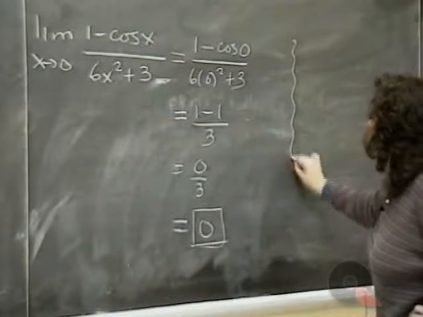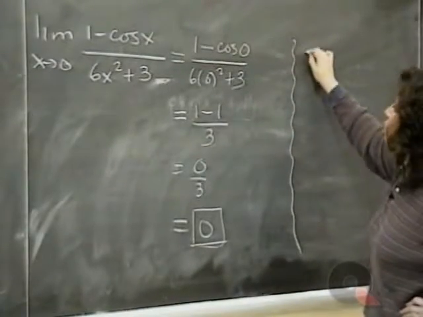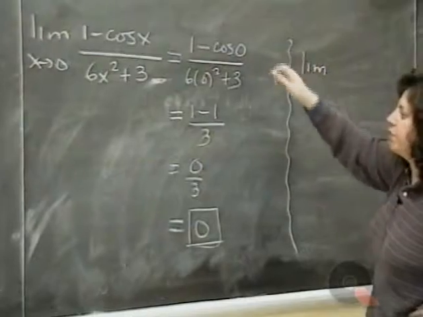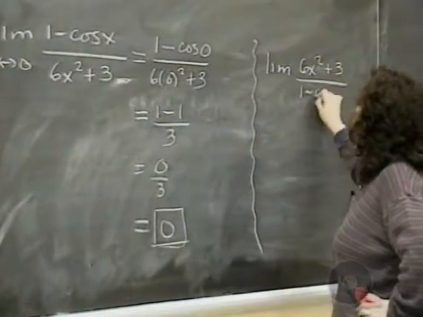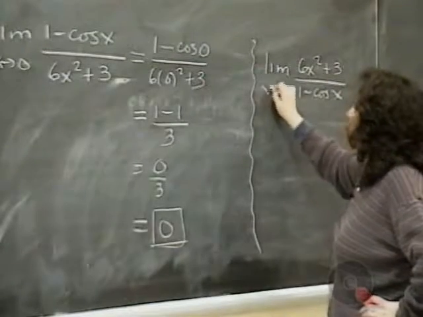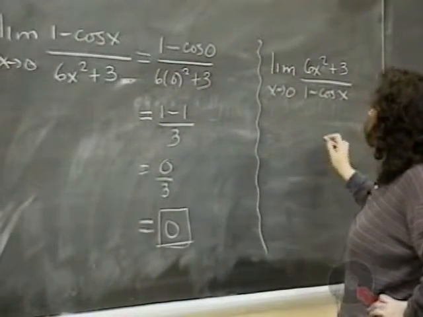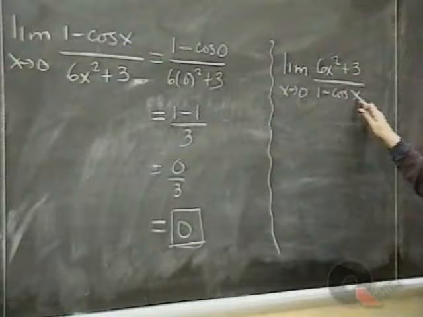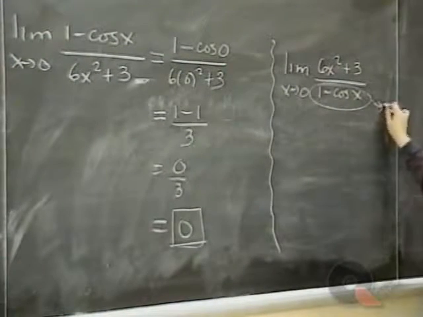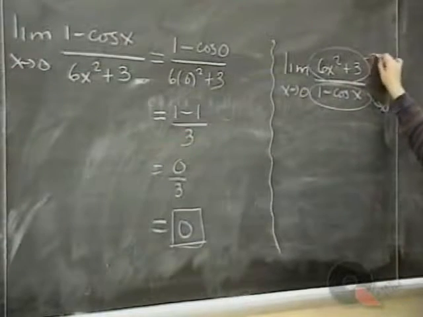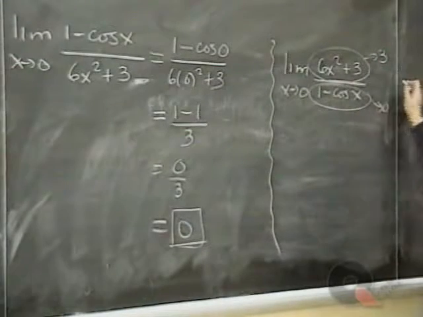Just want to remind you of one thing. If instead of this we were working out the limit of the reciprocal, 6x squared plus 3 over 1 minus cosine x, as x approaches 0, here we'd have a case where cosine of 0 is 1, the bottom is going to 0, the top would be approaching 3, and this limit would not exist.